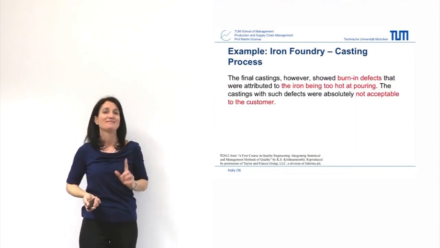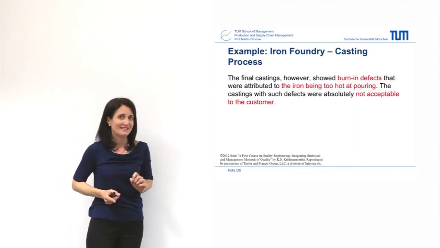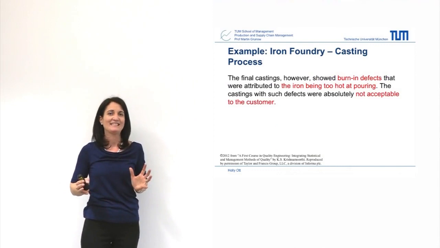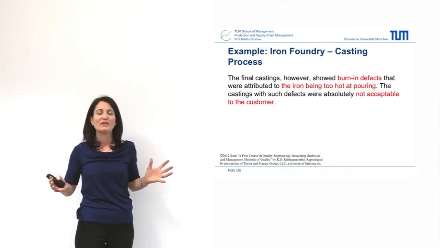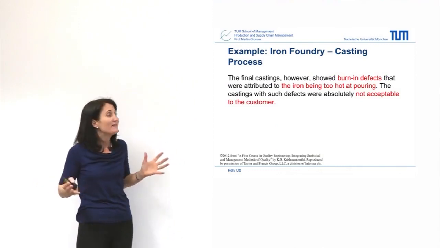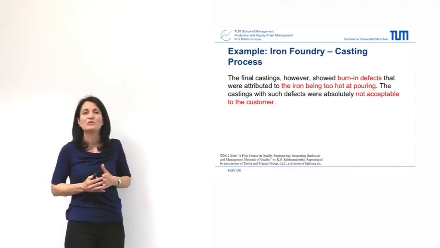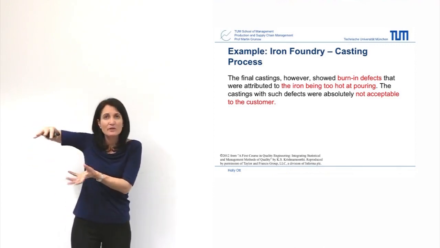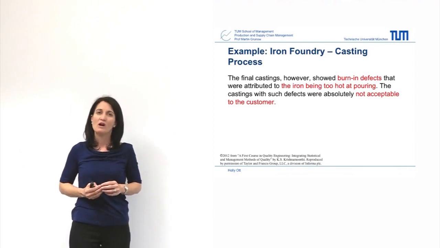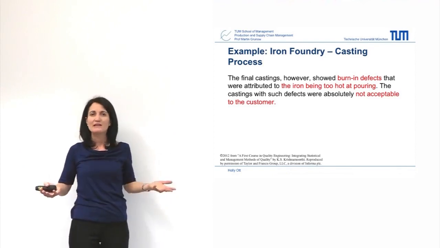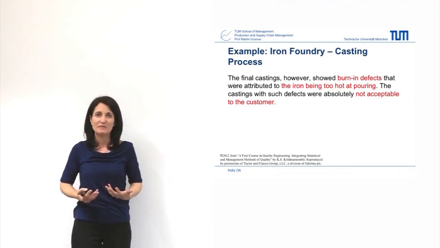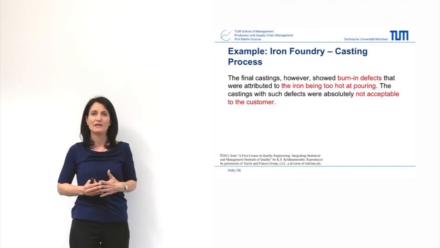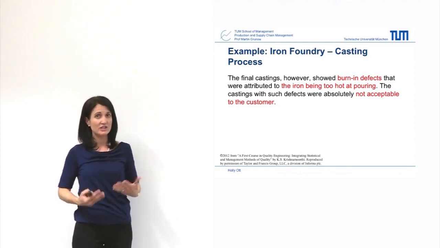Okay. Then the problem is that the customer gets the final castings and has burn-in defects. What they've attributed these burn-in defects to is that the pouring temperature is too hot. And everything that has burn-in defects has to be scrapped. It's not acceptable quality. So, quality engineer, what are you going to do?